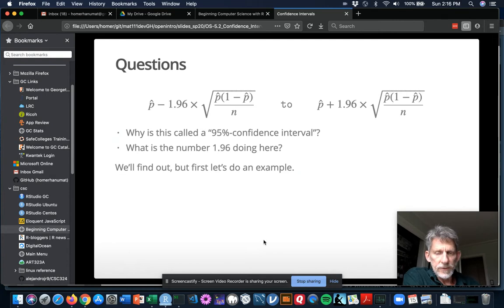And so you naturally have some questions. First of all, why would we call this a 95% confidence interval? What's with the 95% confidence? And what's that number 1.96 doing there in the formula? We're going to find these things out, but first let's just work an example to see if we can compute these things.